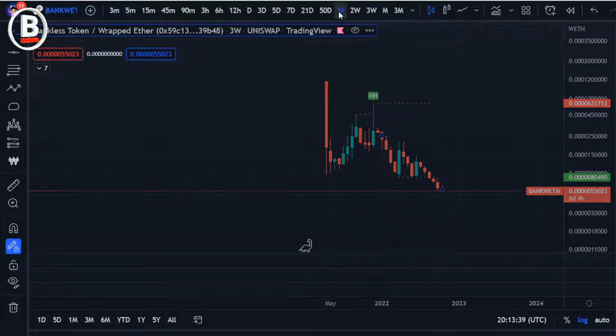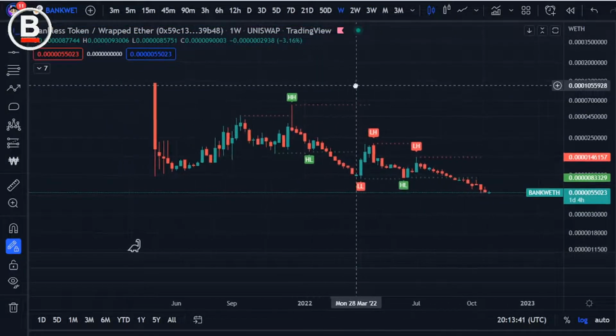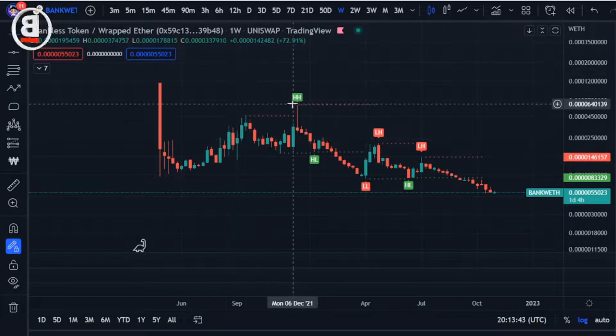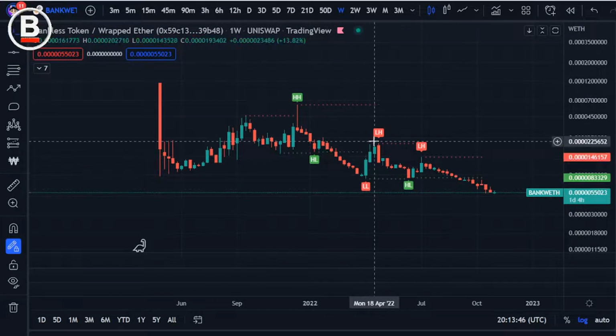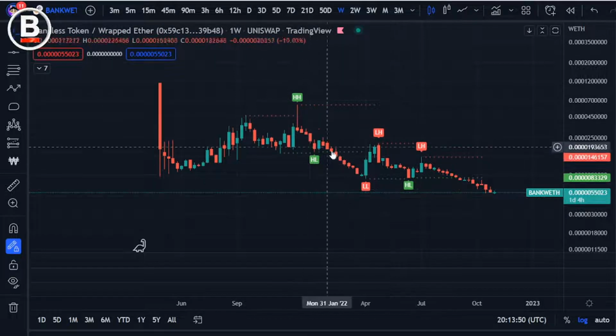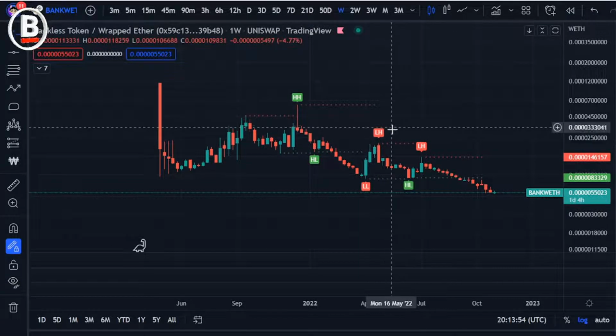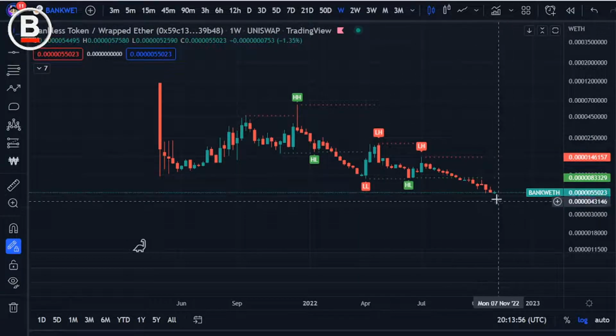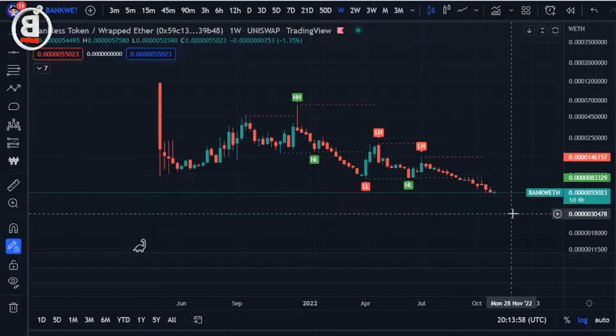You can see as you move from the 3-week to the weekly time frames that we are in a downward trend. We are making lower lows and we are making lower highs, and we're currently looking for a lower low right now.